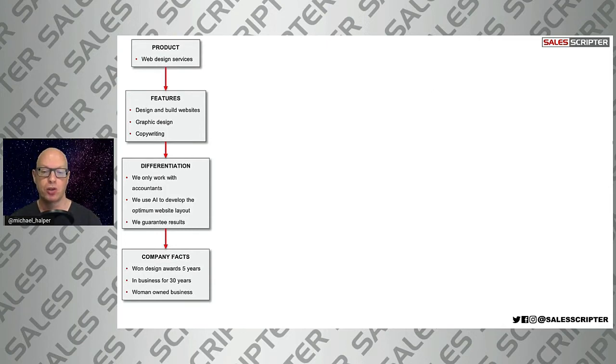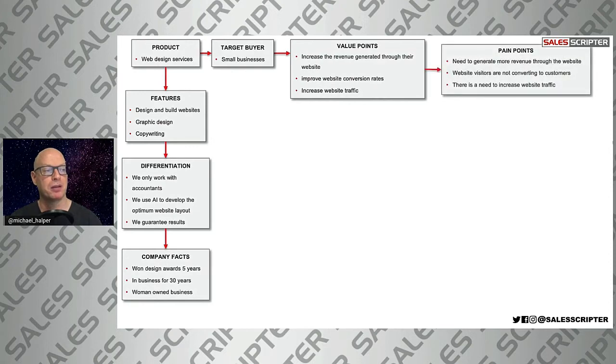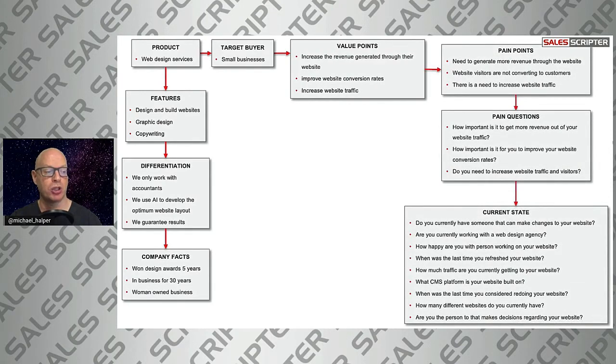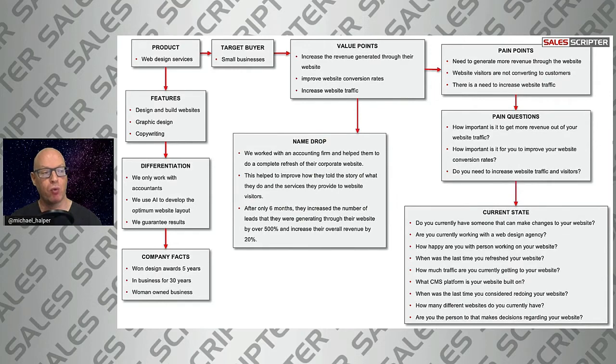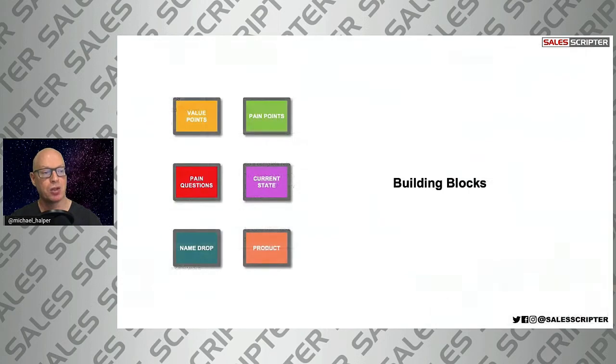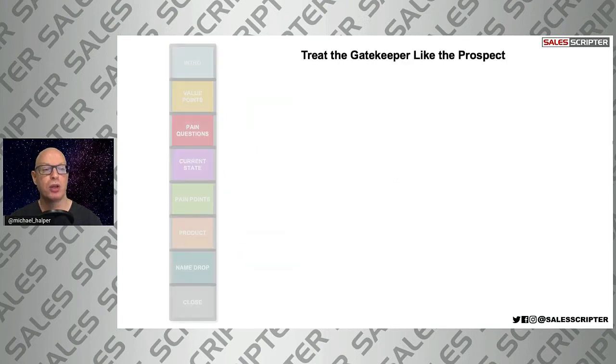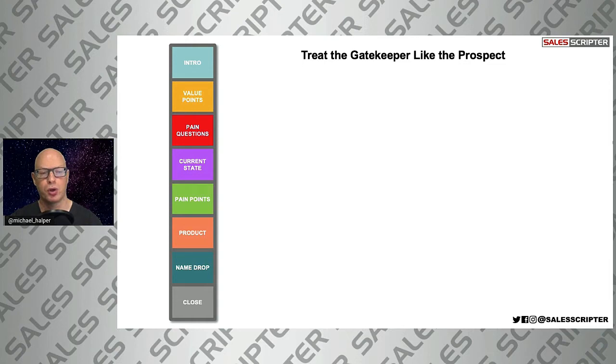And what we did in a previous training module on building your sales message, we went through a process and we used an example product of web design services, and we went through a process to map out all the key details about that service, some benefits, some pain points, some pain questions, current state questions, and a name drop example. And when we went through those steps and developed that message, that allowed us to create building blocks. If all of this is new to you, I would encourage you to go back to a training module on how to build your sales message. And once you have those building blocks, you can then use those to create your cold call script. And we talked about that in a previous training module on cold calling.